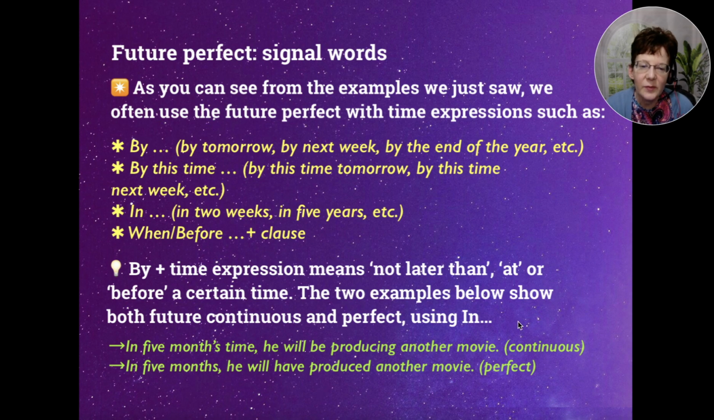The two examples below show both future continuous and the perfect form using in. So, for example, in 5 months' time, he will be producing another movie. So that's the continuous here. And in 5 months, he will have produced another movie. And that's the future perfect.